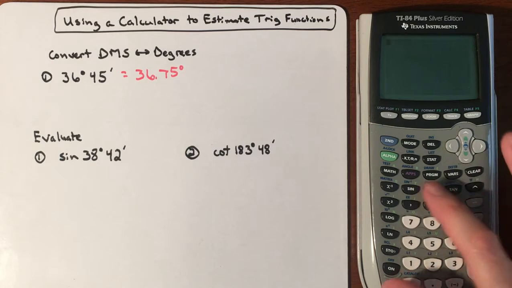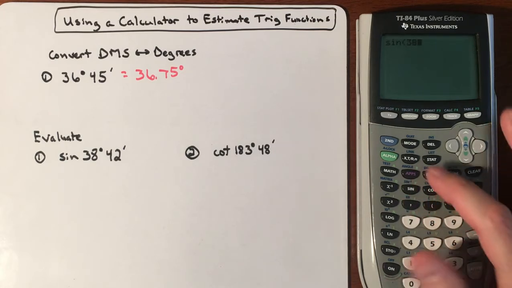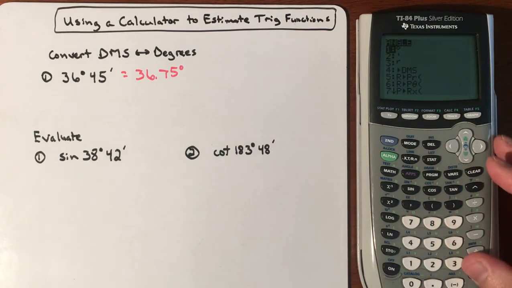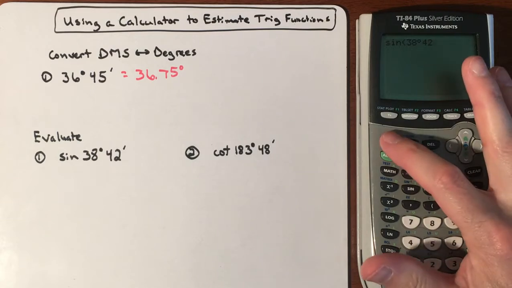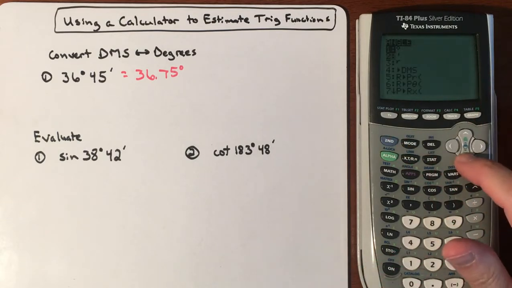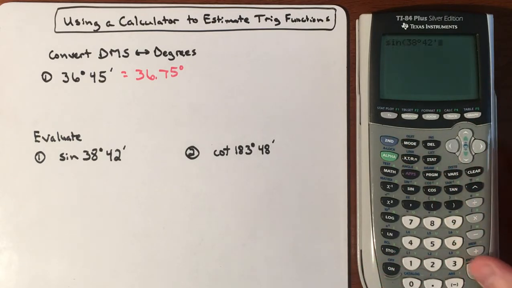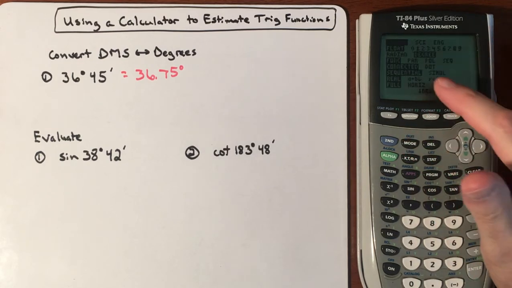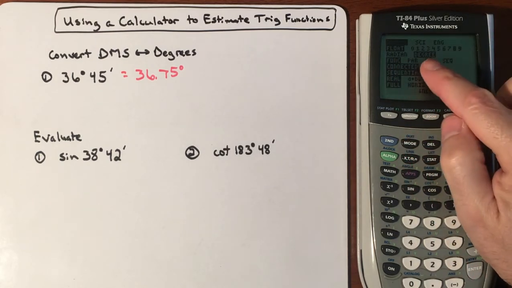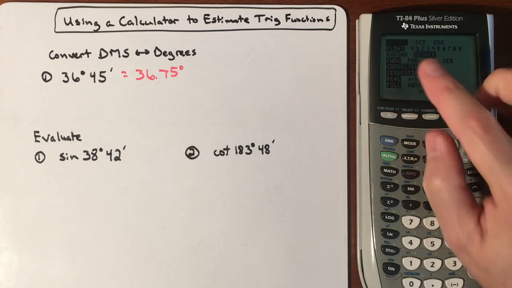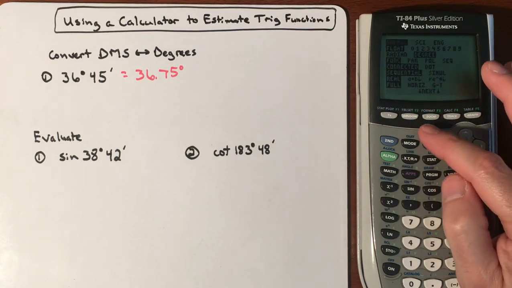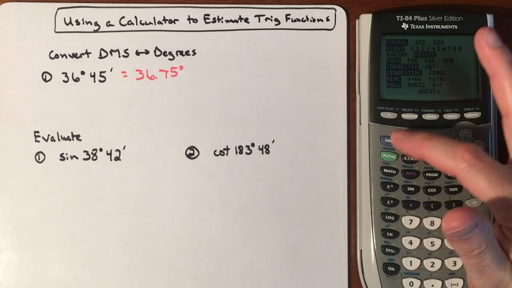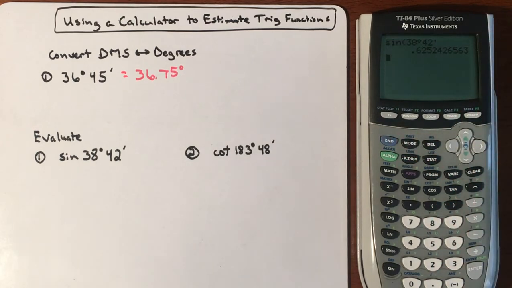So if we're going to evaluate sine of 38 degrees, 42 minutes, and we get that. So real quick before, one last thing, just to make sure that answer is correct. We want to make sure that our calculator is set in degrees, not radians. Radians is a different form of measuring angles, and so we are good. So that is the answer.